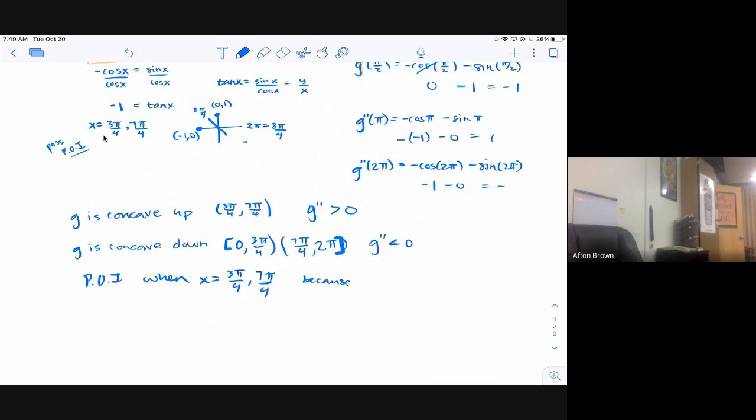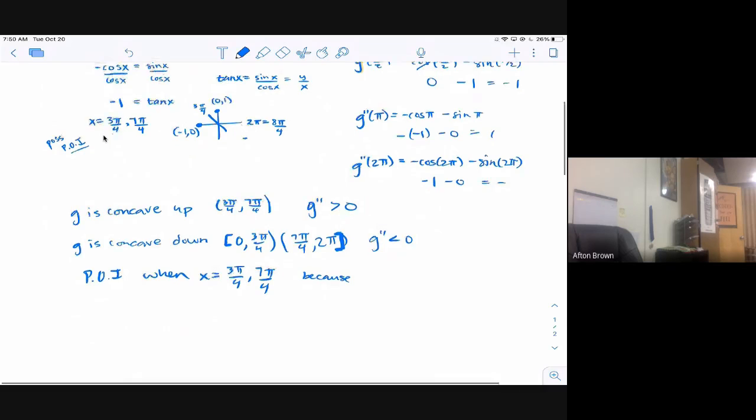On a test, they kind of want you to tell, how do you know it changed concavity? What changed from positive to negative? g of x, do you guys agree? g double prime, good. So I would just say because g double prime changed signs.